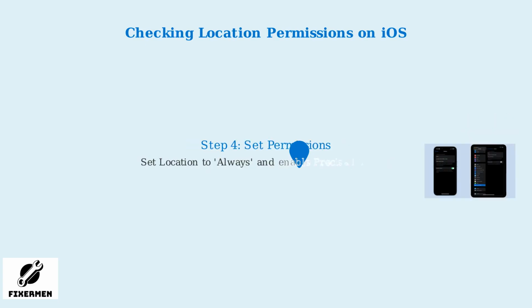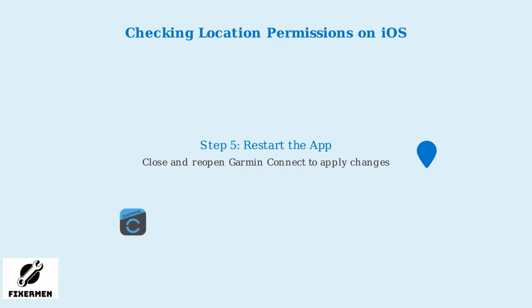Tap on Garmin Connect, then set the location permission to Always to allow continuous tracking. Also, make sure precise location is enabled for accurate GPS data. After making these changes, fully close the Garmin Connect app from the app switcher and reopen it. This ensures the new permissions take effect immediately.